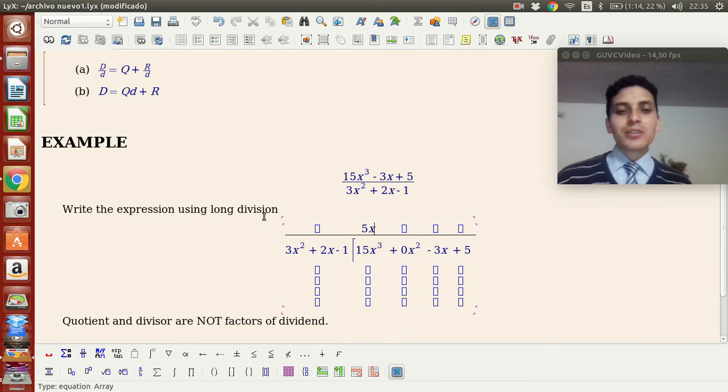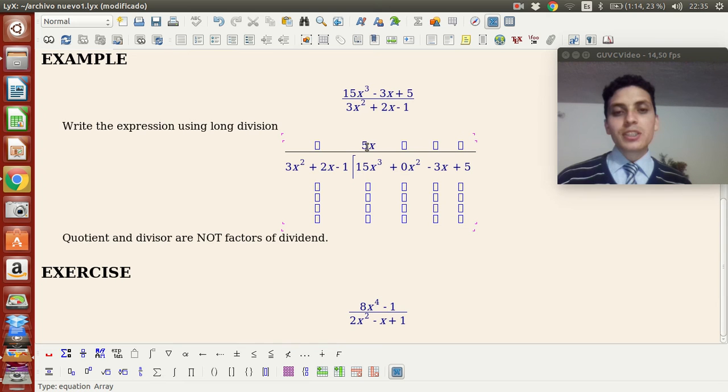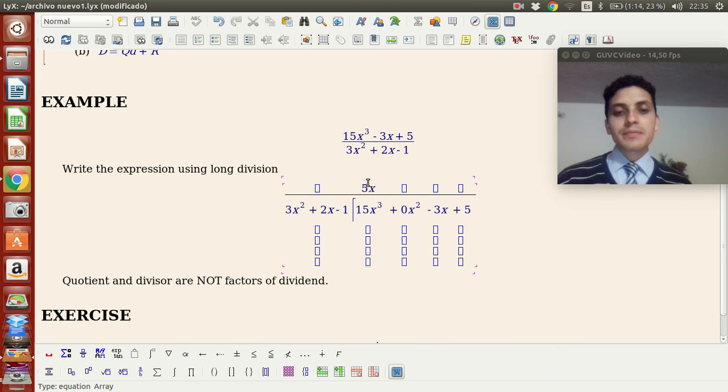Okay? Now we're going to perform the second step. Multiply the quotient and the divisor. So it means the first term of the quotient and the divisor. 5x times negative 1. This is negative 5x. Now, 5x times 2x. So this is 10x squared. Now, 5x times 3x squared, 15x cubed.